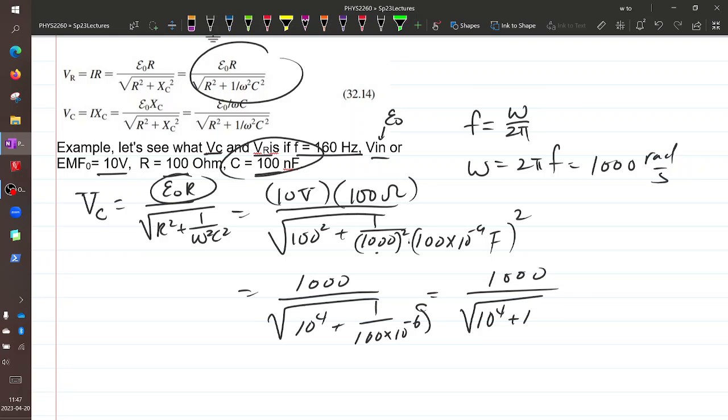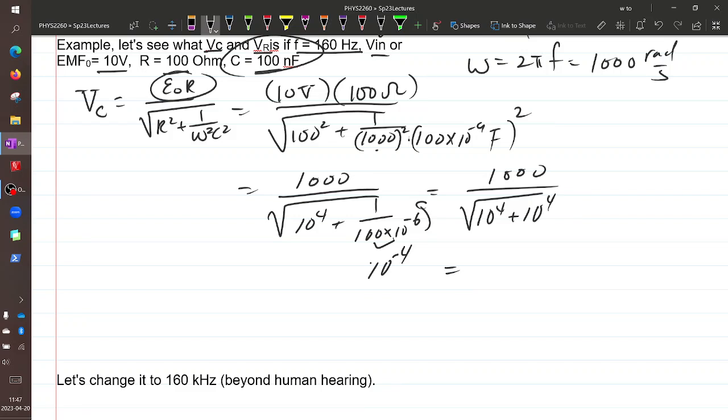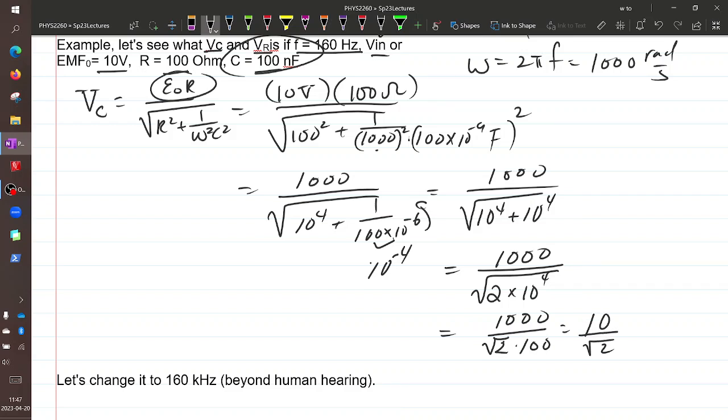Okay, let's multiply this number together first. 100 times 10 to the minus 6 is 10 to the minus 4. Okay, this is 10 to the 4. Notice that these two numbers are equal to each other, so you just get a factor of 2, times 10 to the 4, all square rooted. So you get 1,000. Square root of 2 is this 0.707 number that we just talked about. Square root of 10 to the 4 is 100. So this will be 10 volts divided by square root 2, or about 7.07 volts.